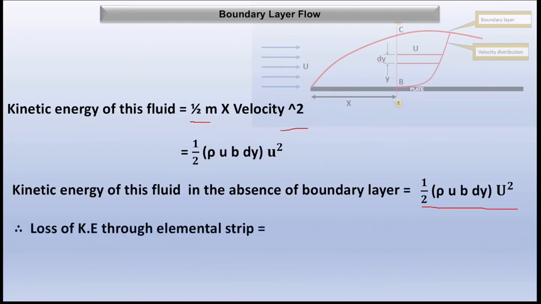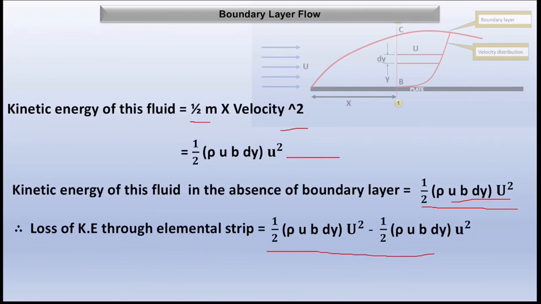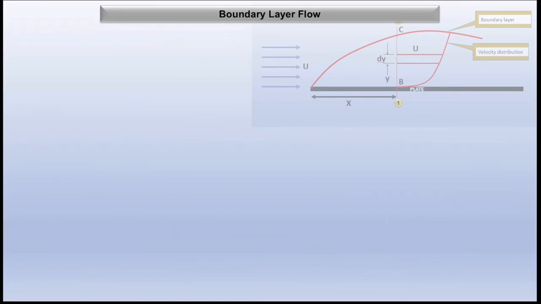Because of the formation of the boundary layer, the loss of kinetic energy through this elemental strip will be equal to this equation minus this equation. So upon substituting these values, we get the loss of kinetic energy equal to 1 by 2 into rho into u into b into under bracket U square minus u square into dy. So this is the loss of kinetic energy calculated for the small elemental strip.